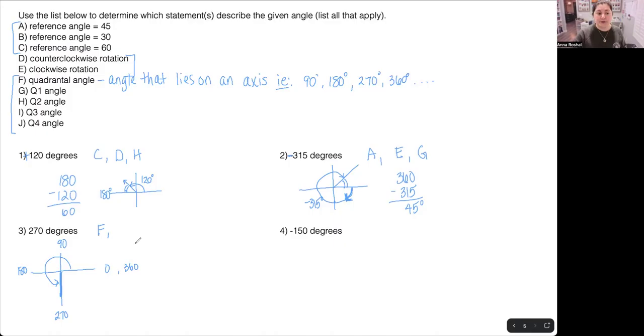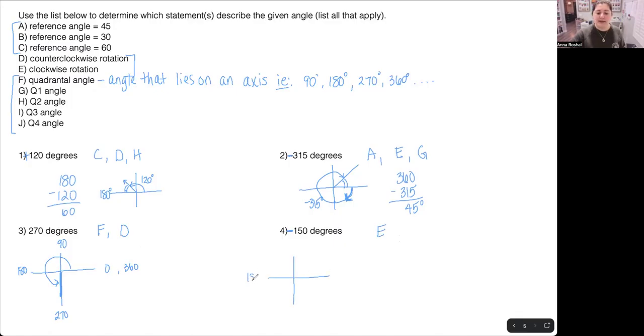And in this case, I also know that I'm moving counterclockwise because it's a positive angle. All positive angles move counterclockwise, all negative angles move clockwise. Speaking of negative angles, this is going to be a clockwise rotation. So right away, I'm going to choose E.